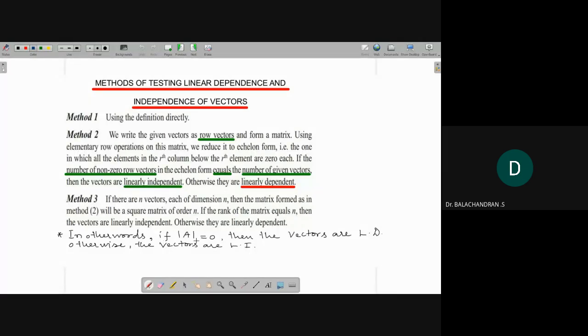Finally, this is the easiest method. If the determinant of A equals 0, then the vectors are linearly dependent. If the determinant of A is not equal to 0, then they are linearly independent. You can use the determinant idea only if it is a square matrix. If it is not a square matrix, you can't use the determinant; you should use method 2, or you can use method 1.